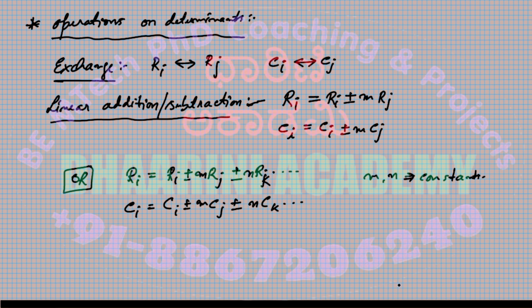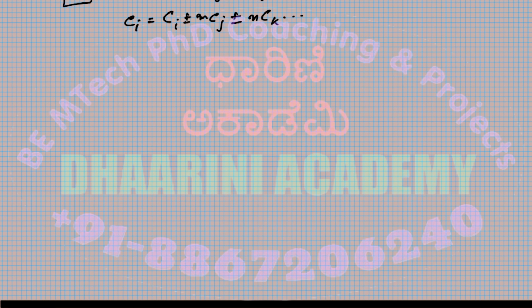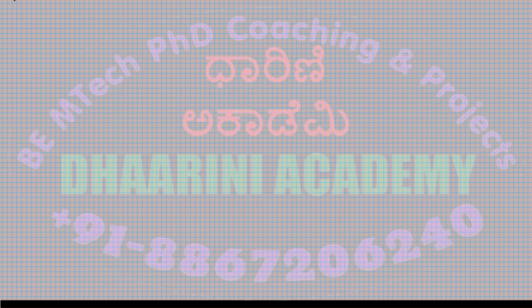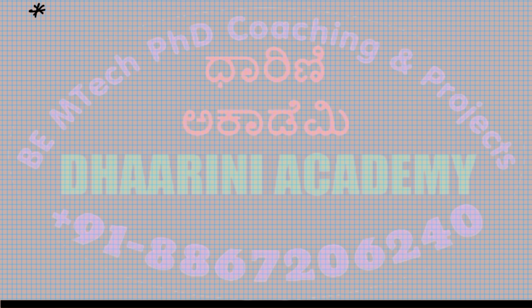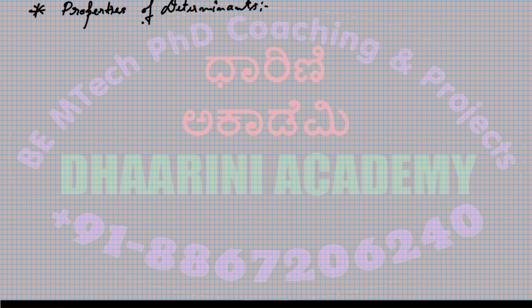Why do we need operations? Because there are several properties of the determinants which help us in finding the value of the determinant in a very quick fashion rather than solving the whole determinant. So for that reason, we need these operations. So we'll move ahead. The next concept will be the properties of determinants.